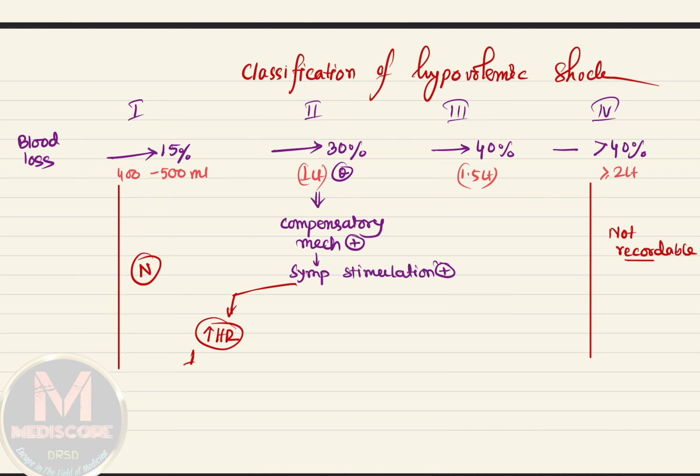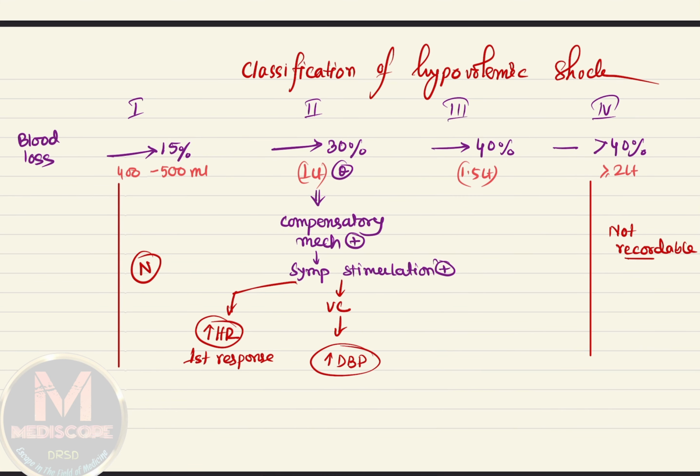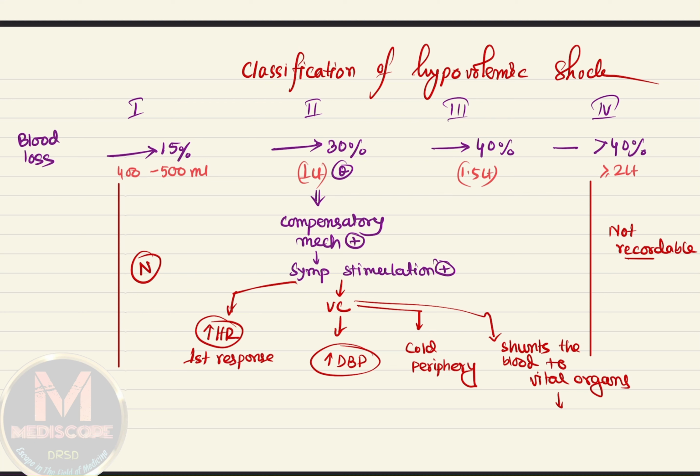There will be tachycardia, which is the first indicator of hypovolemia. Also, because of this, there will be peripheral vasoconstriction, and because of peripheral vasoconstriction, diastolic BP increases. Vasoconstriction leads to cold peripheries because there is decreased blood flow in the periphery. So the peripheral blood will be shunted to the vital organs, maintaining the cardiac output and systolic blood pressure.